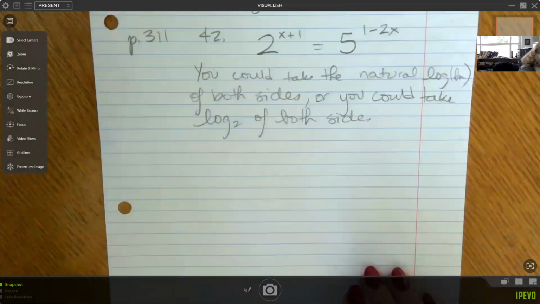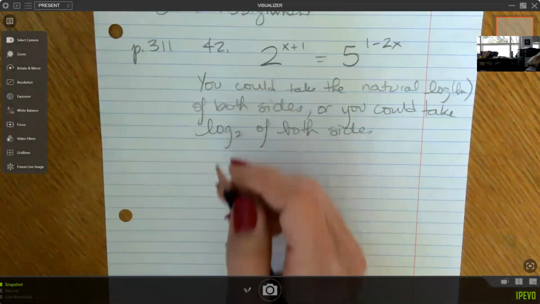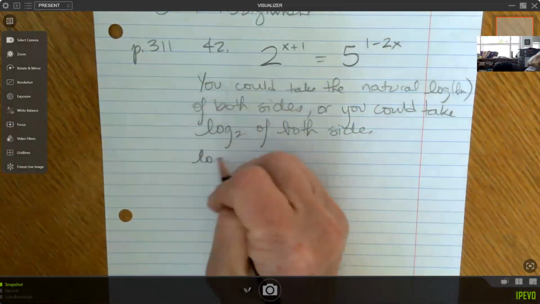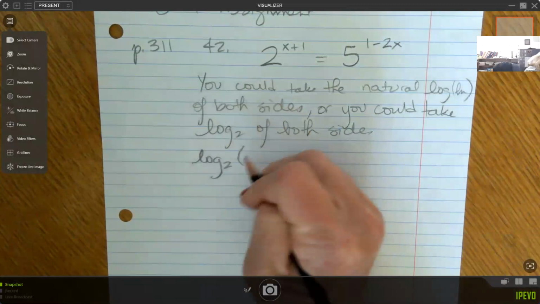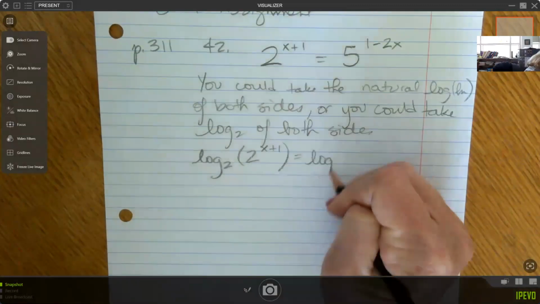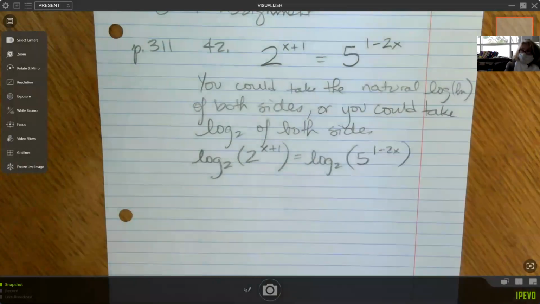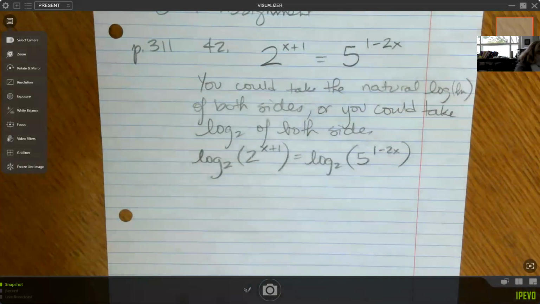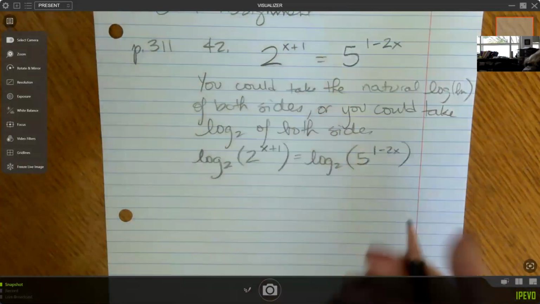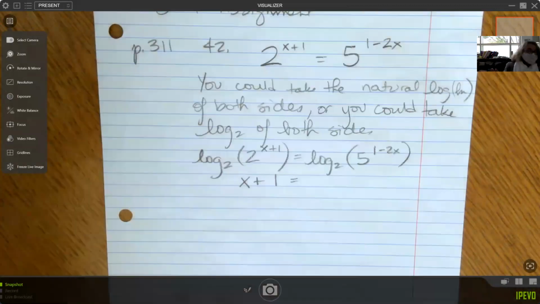But it's a perfect example. I think if you asked most people, which way would you do it? Most people would probably take the natural log of both sides. Okay, so that's why I did it this way, this side is just going to be x plus 1. So that is pretty friendly.